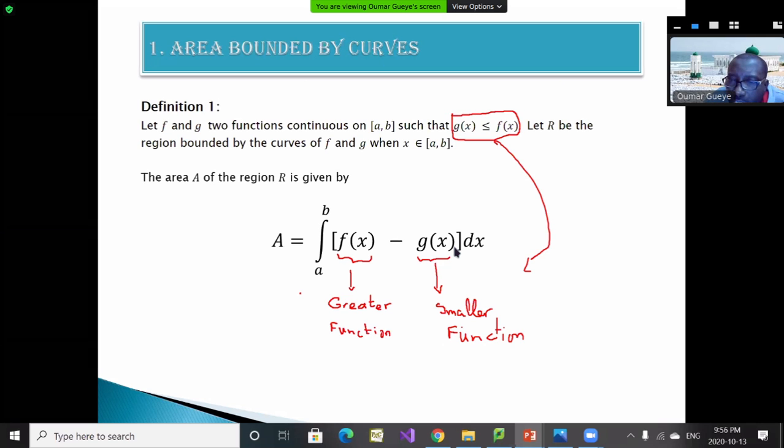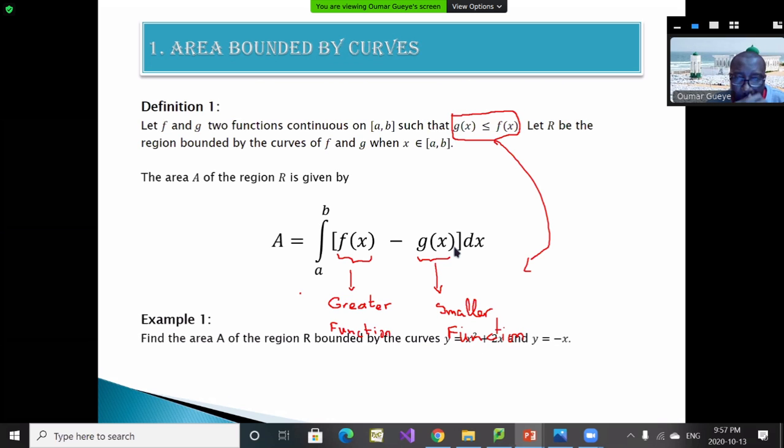Is there any question? All right, so since you don't have any question, we're going to see the first example.